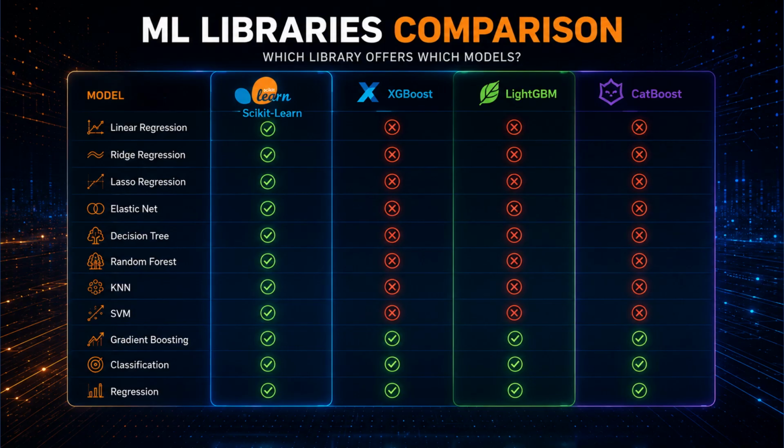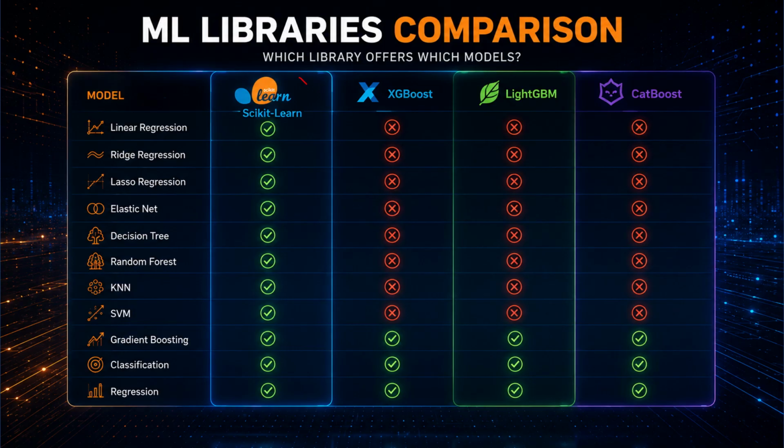The next question: who is offering these ML models, and are the offerings exactly the same? Not really. Think of it like a car company. All car companies basically make cars, but each company has its own models and strengths. This slide compares four very popular machine learning libraries and the models they provide.